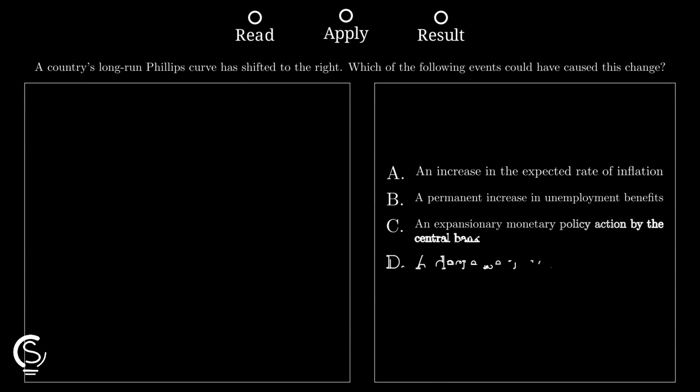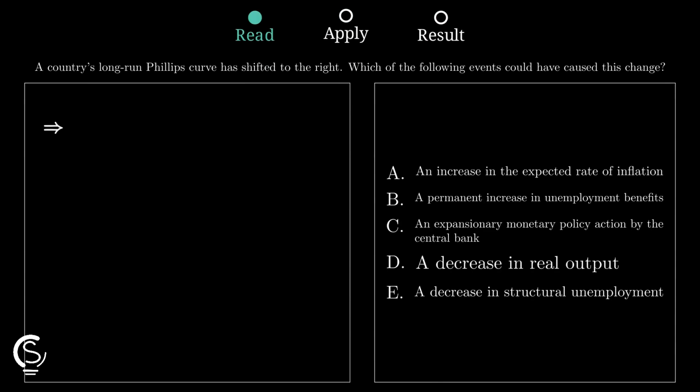First, remember that the long-run Phillips curve is a vertical line at the natural rate of unemployment. Any change to that natural rate will shift the entire vertical line horizontally. If the curve shifts to the right, the natural rate of unemployment must have increased. We need an event that makes it harder or less urgent for people to find work.